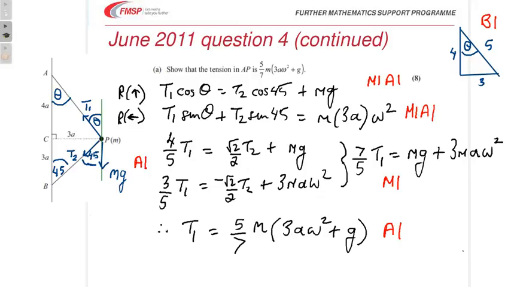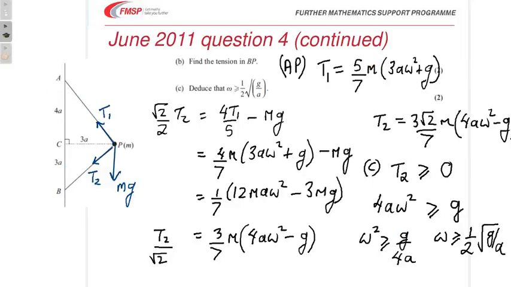Okay, so that's the first part. For the second part, find the tension in BP, just 2 marks for that. So there was an M1, A1 for working out T2. And for the very last part, another 2 marks, an M1, A1 for that there.